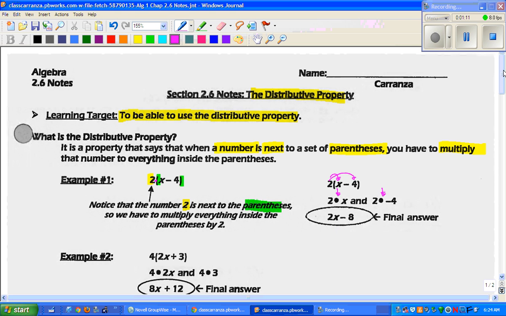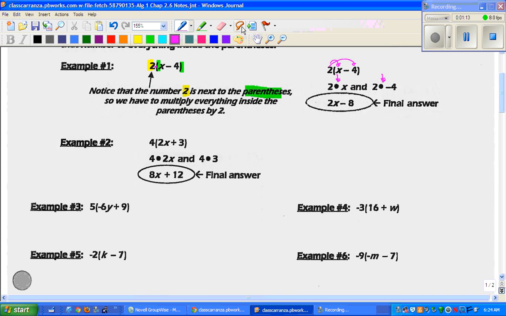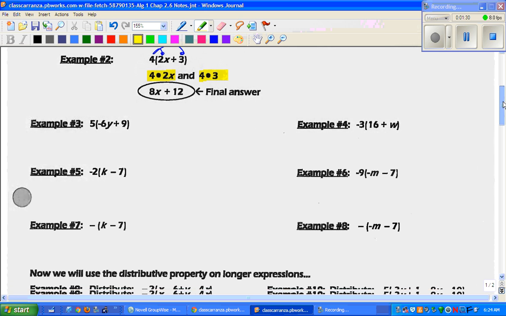Okay, let's look at example number 2. 4 parentheses 2x plus 3, 4 times 2x, and then 4 times 3. Okay, let's go through some examples.